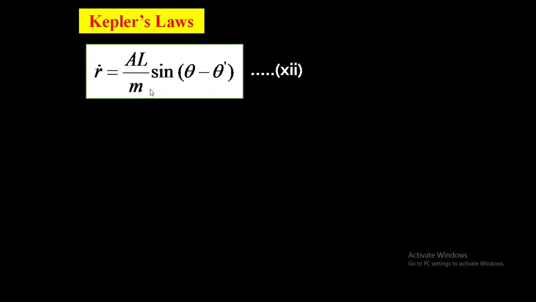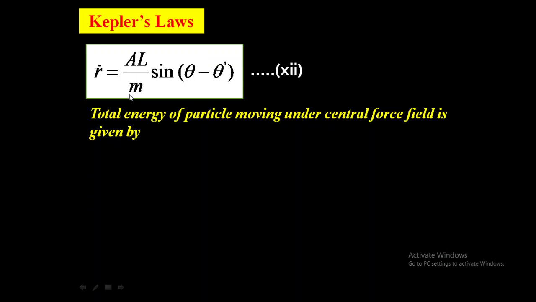r dot is equal to al by m sine (theta minus theta dash). This is equation number 12. Now we know the total energy of a particle moving under central force. Total energy means kinetic energy plus potential energy.